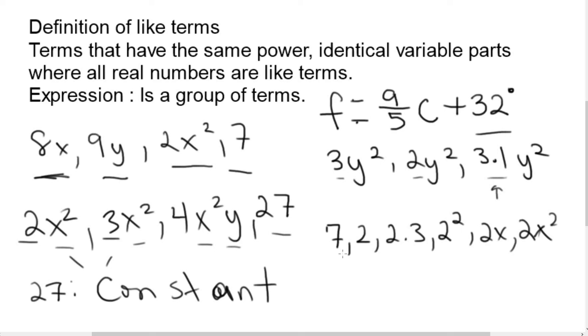Pause video. If you said I have 2, 7, 2.3, even 2 squared is a like term because 2 squared is just 4. 2 times 2 is 4. And those are my like terms. 2x and 2x squared are not like, they don't have the same power.